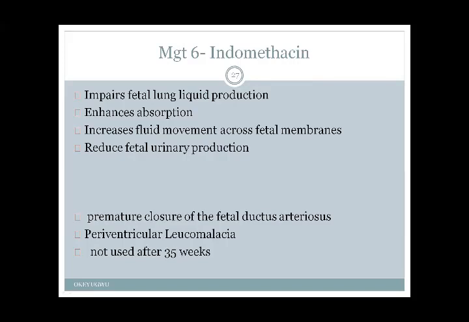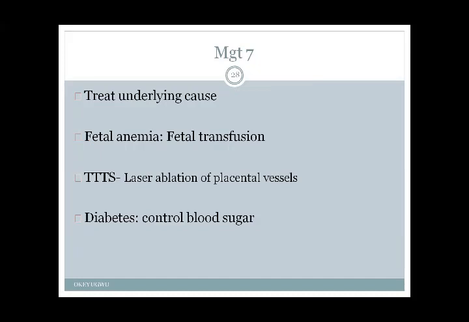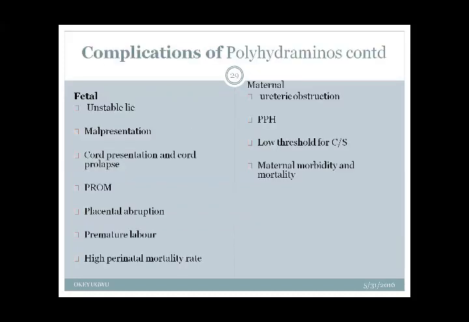Then treat the underlying cause: fetal anemia, TTS, diabetes should be treated accordingly. And what are the further complications? They can be unstable lie, malpresentation, cord prolapse, placental abruption, premature labor, all because of the pressure effects of the polyhydramnios. High perinatal mortality rate can be there.